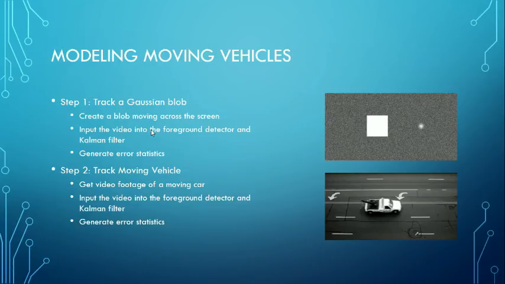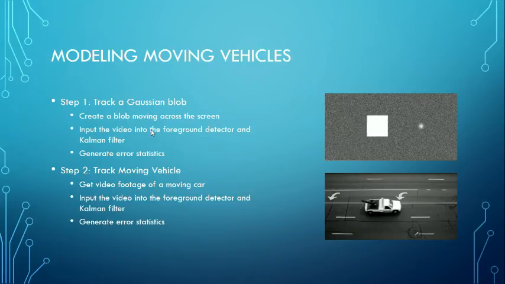So going forth, this is the process that I took to model and track moving vehicles. Now, I broke this up into two parts. The first part was trying to track a Gaussian blob. A Gaussian blob is simply what you would think of it as. In terms of images, it's a blob that is 1 in the center, pure white, and then it slowly fades off to 0.